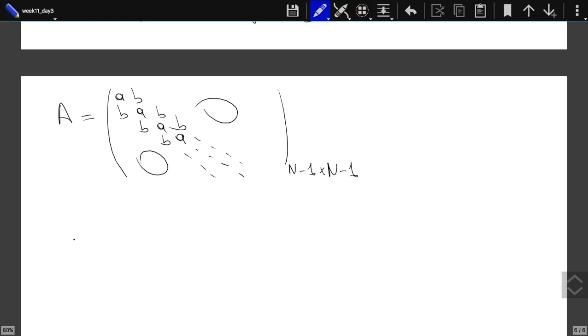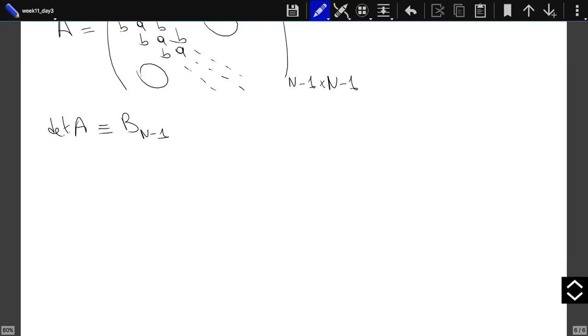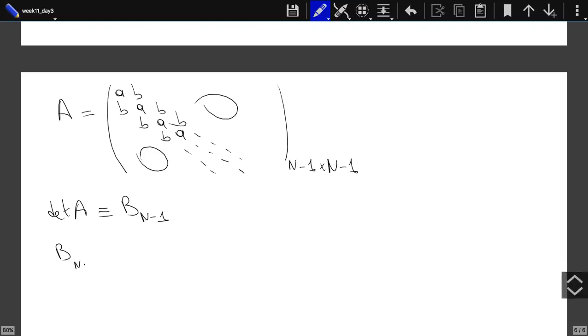Kind of. Let's see. Let me just call the determinant of A to be D n minus 1. Now, n minus 1 is just a dimension, so that's why I'm calling it n minus 1. Now, D n minus 1 is equal to A times D n minus 2. Do you see why? Minus B squared times D n minus 3.